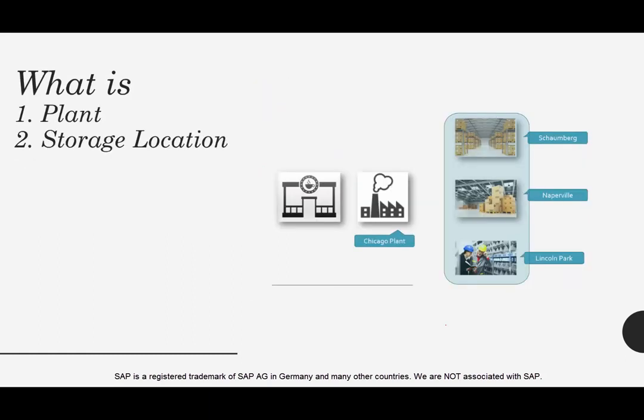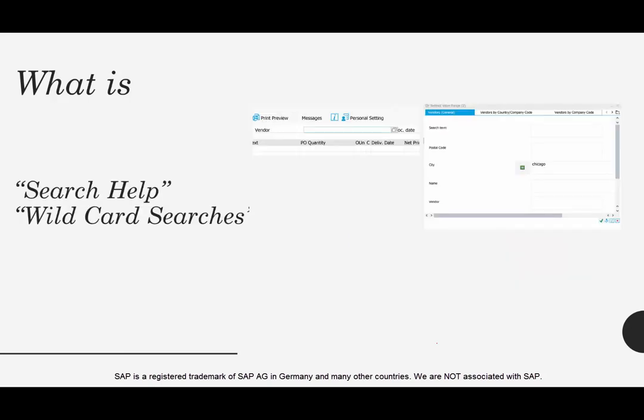We know what is a plant. We always refer to a plant when we create a purchase order. And we also know what is a storage location. So in Chicago plant, we had 3 different storage locations.